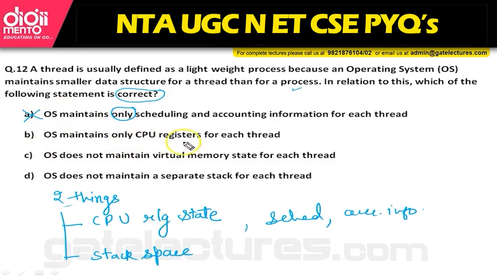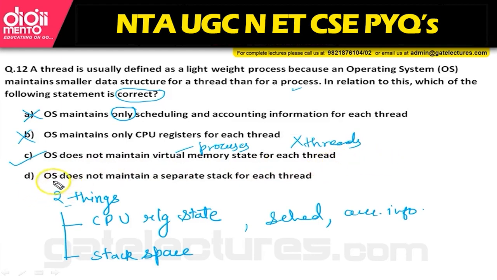OS maintains only CPU register for each thread. Obviously this is also wrong. Now next is OS does not maintain virtual memory state for each thread. This is right. Why? Because virtual memory is actually concerned with the processes, not with the threads. Okay, virtual memory is concerned with the processes, not with the threads. And the third option is right. OS does not maintain virtual memory state for each thread.